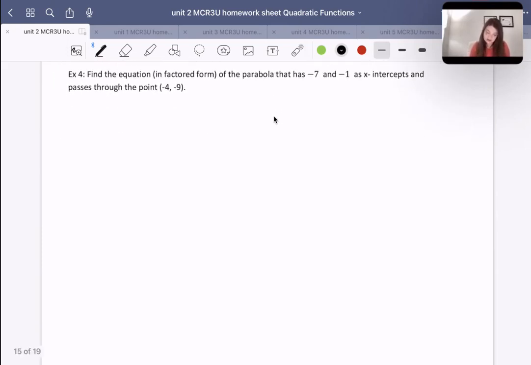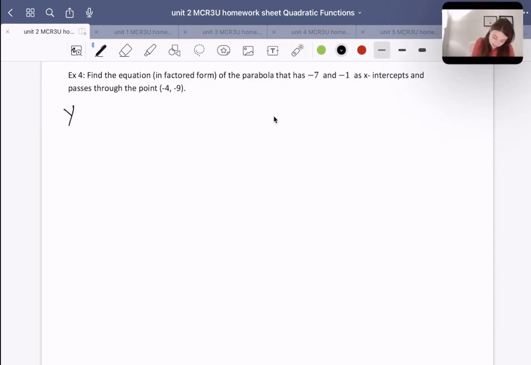All right, here's another one that's very similar. It says find the equation in factored form of the parabola that has negative 7 and negative 1 as x-intercepts and passes through the point negative 4, negative 9. So again, I encourage you to give this a try if you are comfortable doing that. And when you're done, we'll get back to it. It's exactly the same methods that we tried previously. Okay, so with that said, let's get into it.